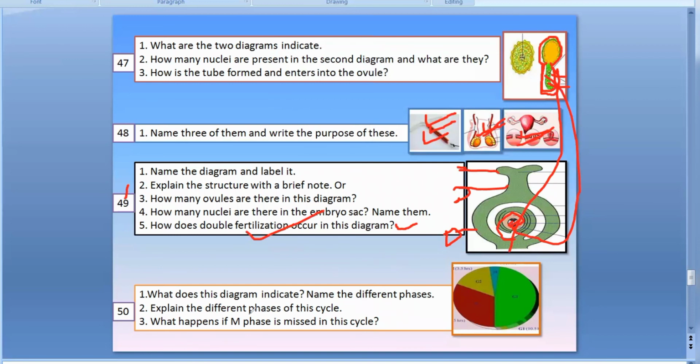Next, what does this diagram indicate? Name the different phases, explain the different phases of this cycle, and what happens if the M phase is missed in this cycle. This cycle indicates mitosis, that is, cell division. It is called the cell cycle. The cell cycle consists of a total of 24 hours. This cycle consists of mainly two phases: M phase and interphase.